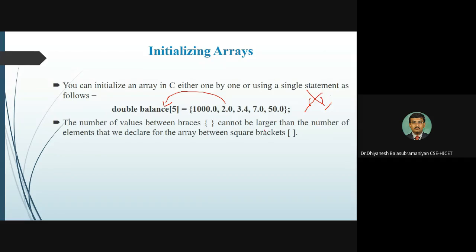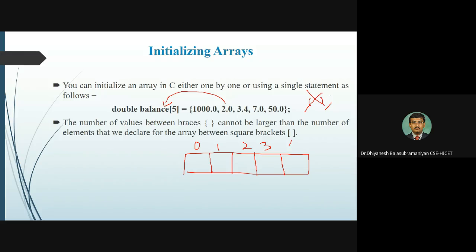Sorry, not a square bracket, flower bracket. I wrongly said flower bracket braces. Okay. So what is the meaning of this value: 1000, 2.0, 3.4, 7.0, 50.0? It creates an array, and it holds 5 values starting from 0, 1, 2, 3, and n minus 1.